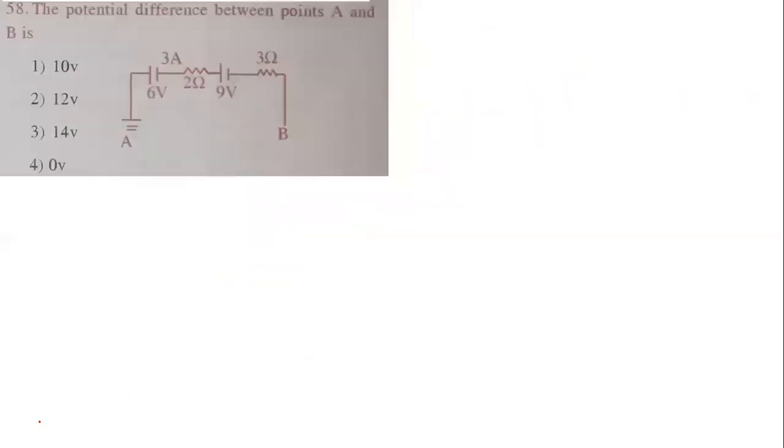Our next question. Look at the potential difference between the points A and B. See here, the difference is that previously it was a closed circuit. Now what type of circuit is it? Now it is an open circuit. Students, what type of circuit is it now? Open circuit. Then how can you solve this open circuit?